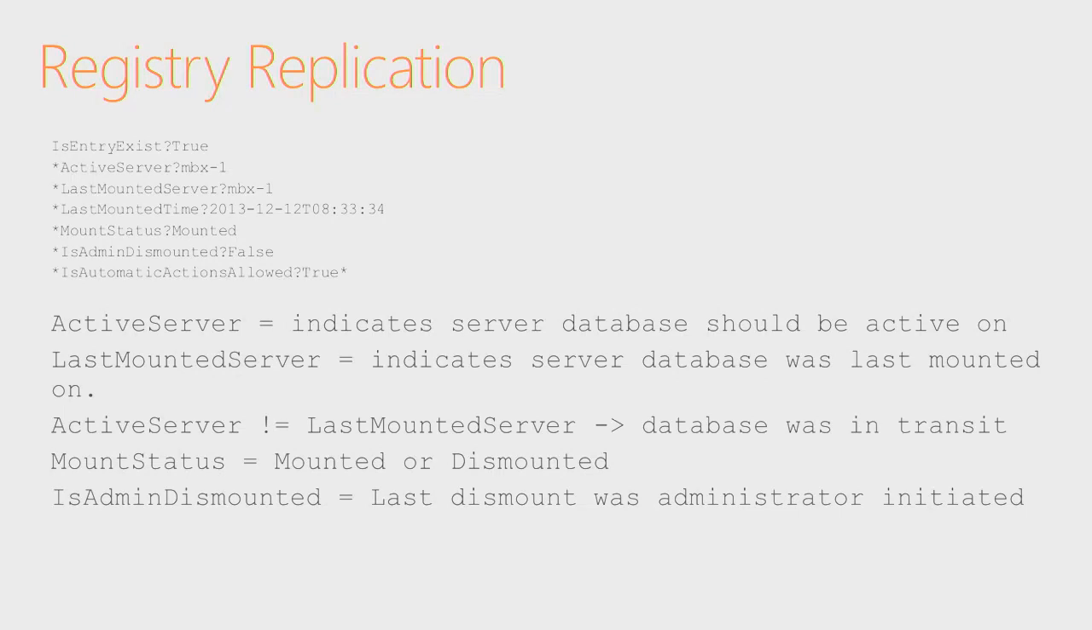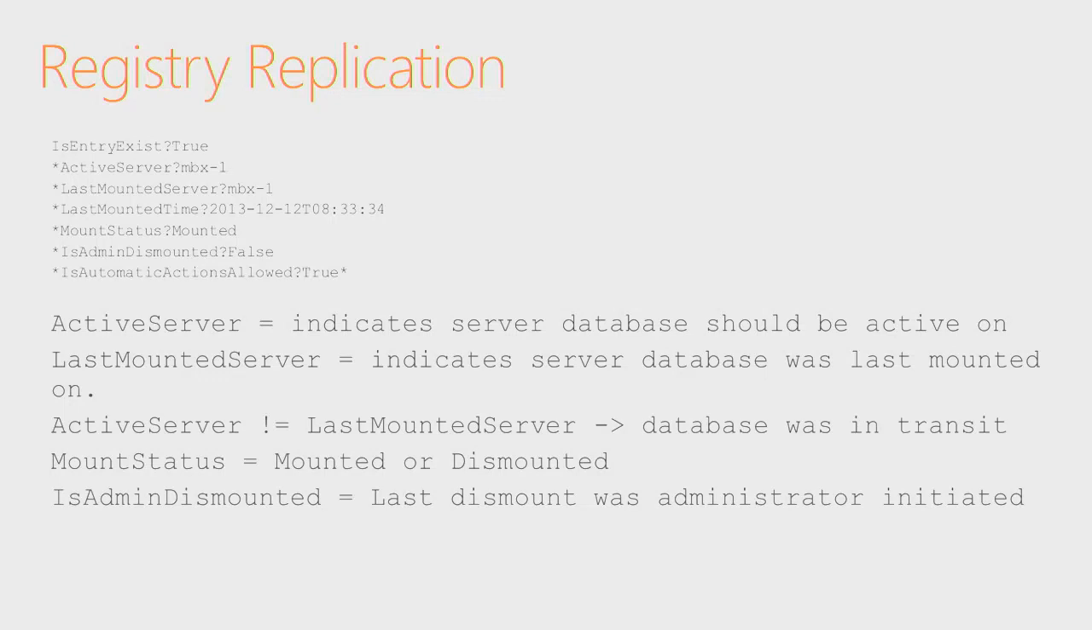Now, why is that important? Why would we want to track that information through the cluster registry? Well, there's only one node in a DAG that's the PAM at a time, right? What happens when that node fails for some reason? Let's say it blue screens, it goes away. Another node in the DAG becomes the primary active manager.